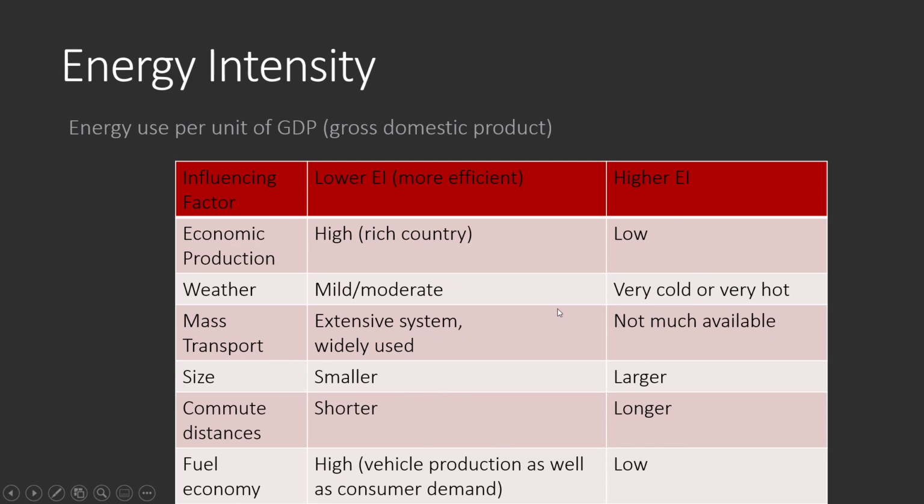And these just give you a few more. It's pretty basic and pretty straightforward. You're going to have more efficiency depending on what you've got. If you have shorter distances to commute, if the fuel economy is high, if the size of the area that you live in is small, these are all possible ways to have less energy intensity.